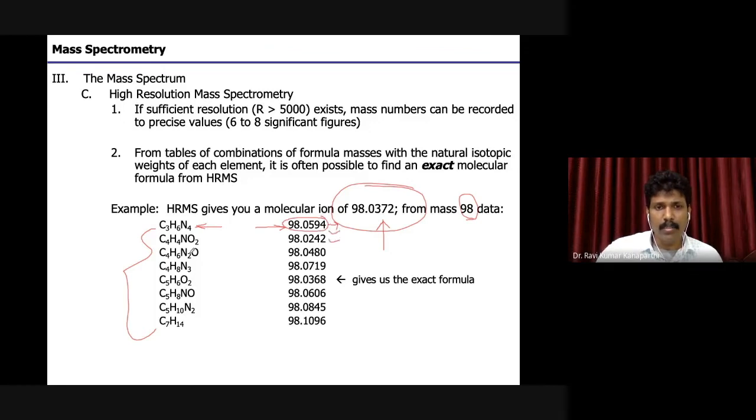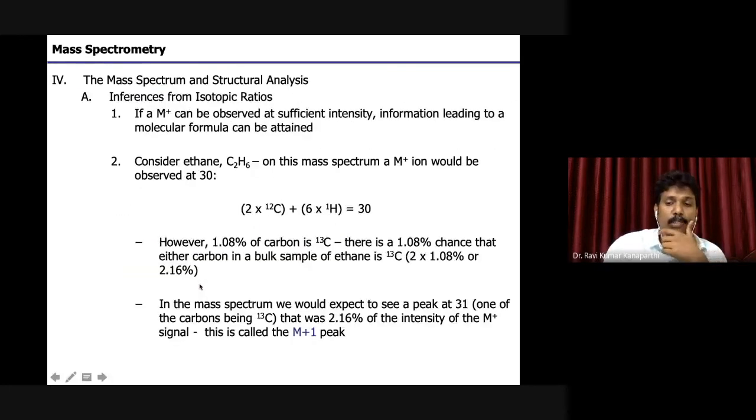Whatever formula you may think of, you can just start writing around it, but only one formula will be very close to the one which you have. This is 98.0372, which is very close to 98.0368; the difference is only 0.0004, at the 4th digit. So this is the compound that you have seen in the mass spectrum. This is the beauty of high resolution mass spectrometry.